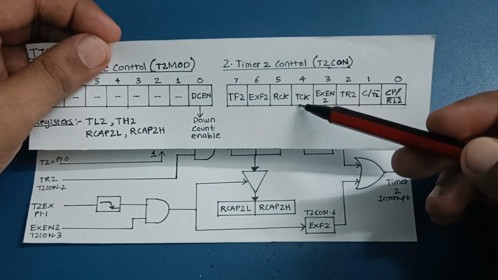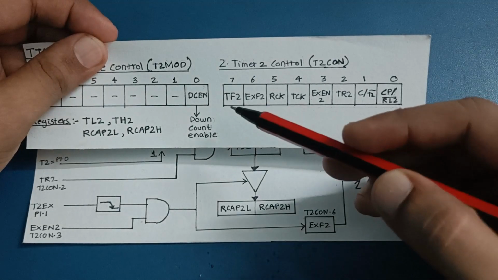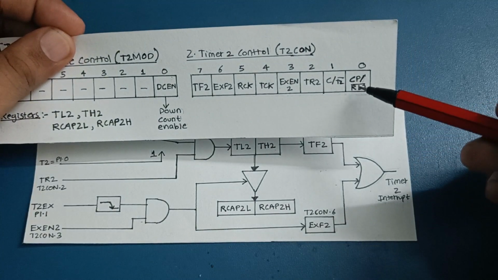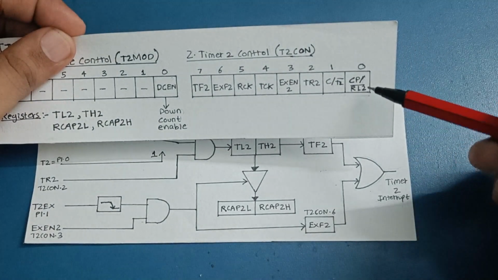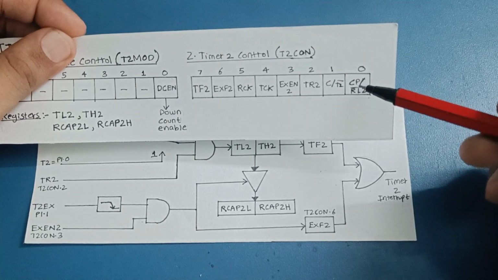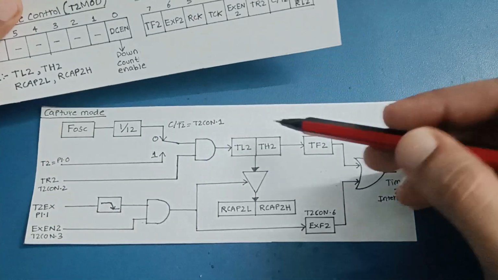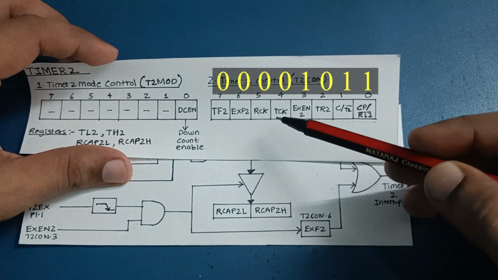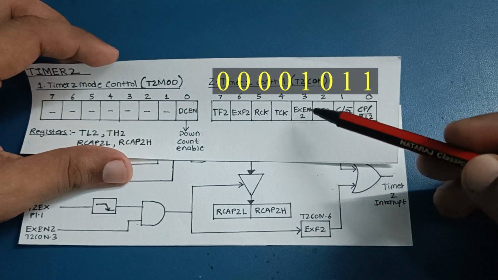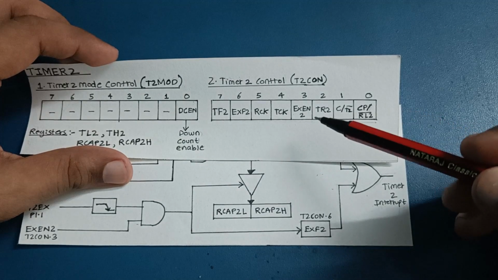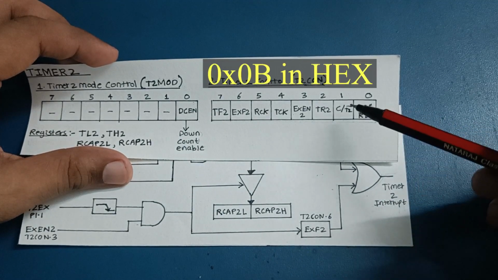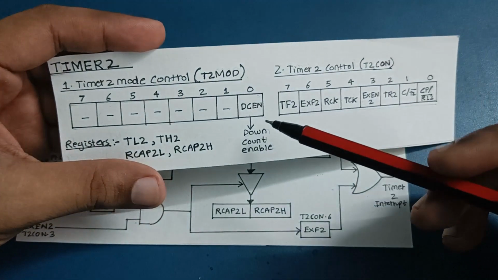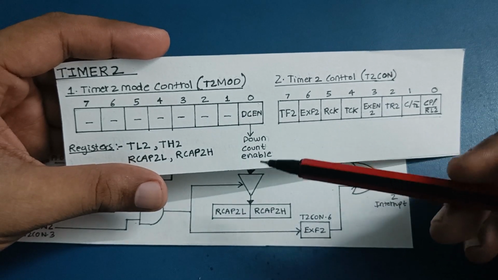This other bit is for UART, which we will not cover in this video. So we'll keep all of this 0, and we have to make EXEN2 1. The LSB, CP/RL2, we keep 1 for the capture mode. Then only the capture will take place. We are in capture mode if we set this bit. So the value is 0000 1011, which is 0B. We have to load 0B in the T2CON register, and in T2MOD we have to store 00, because this bit is 0 and we have to count up.